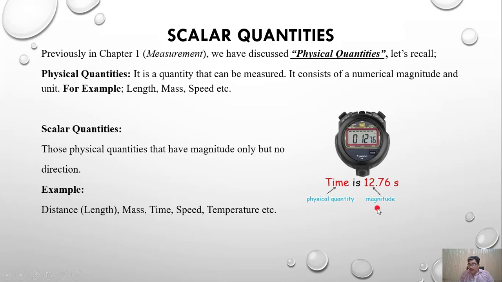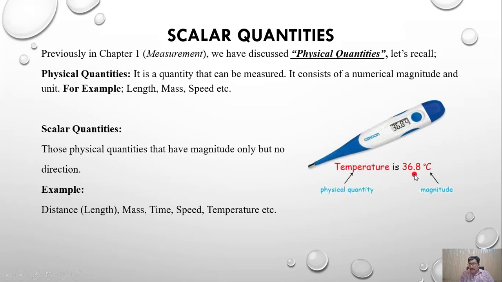Time: in time you are not having a direction. You never say that the time is 12.76 seconds towards east or west direction. No, we always say that the time is this many seconds, hours, or minutes. So time is a physical quantity, and here in the example it has a magnitude of 12.76 seconds. It is also known as a scalar quantity because time does not have any direction.